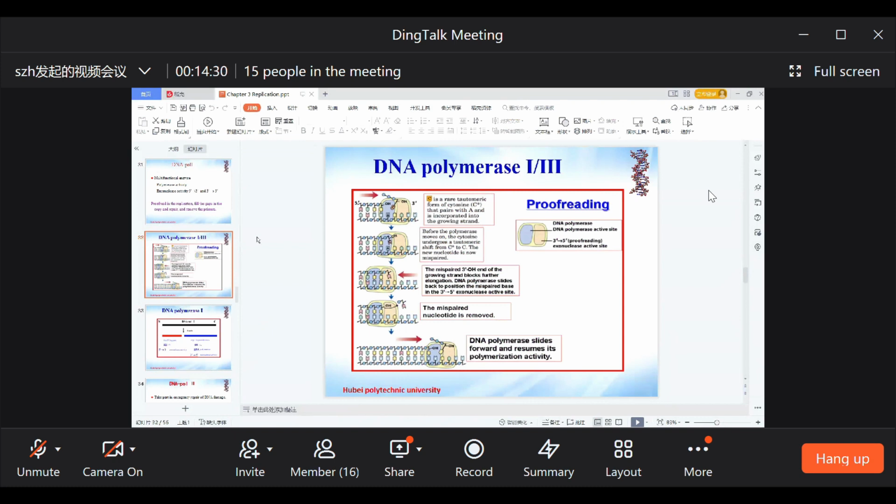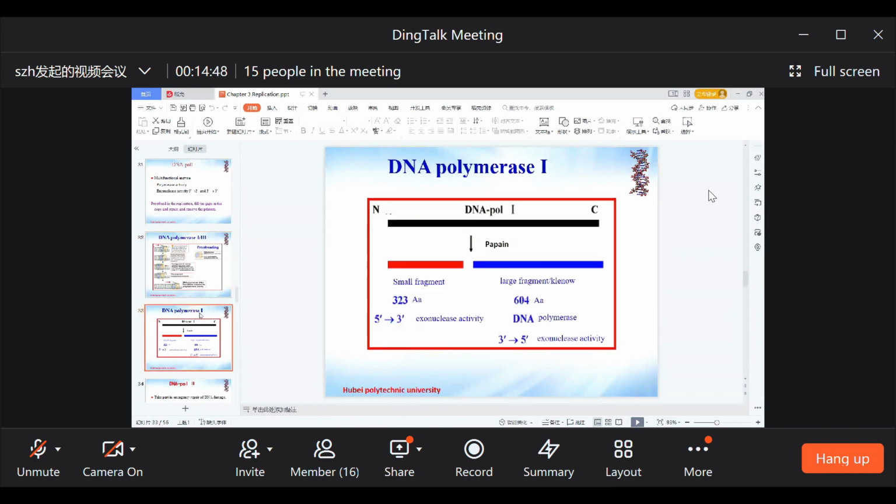Here, my students, pay attention: in fact, in DNA replication in prokaryotic organisms, polymerase 3 takes the main action. Polymerase 1 mainly compensates the gap.